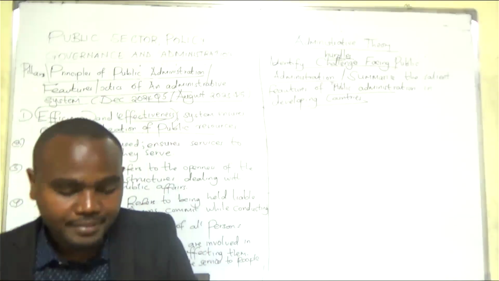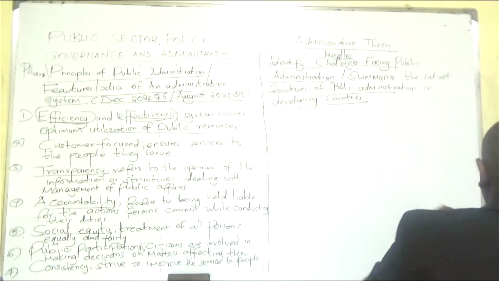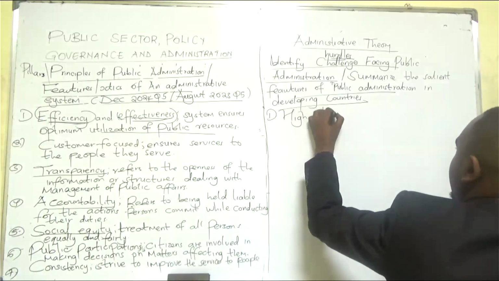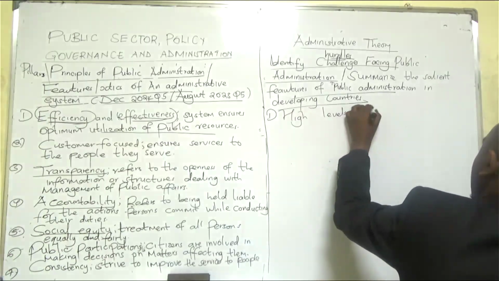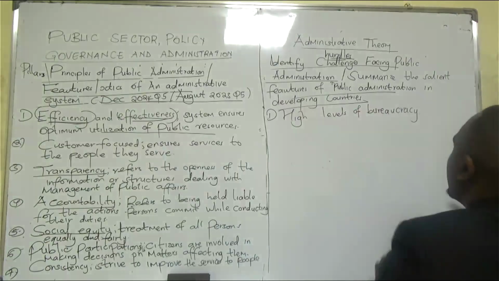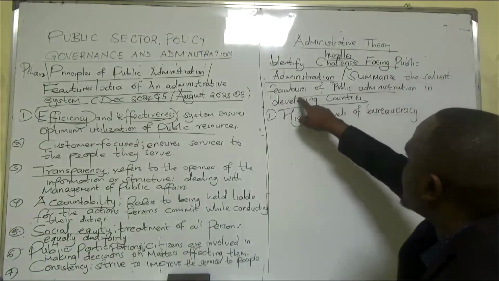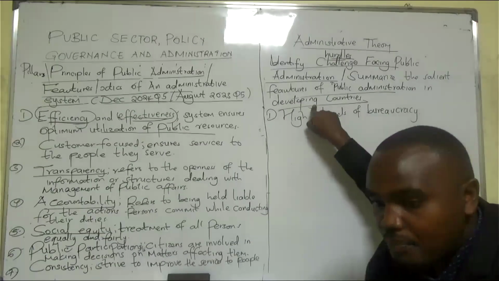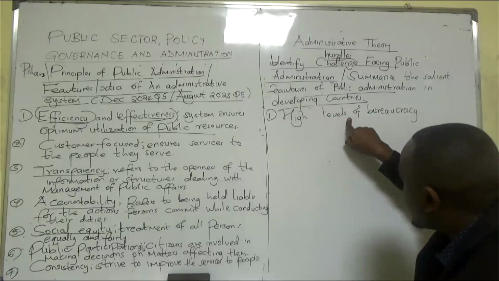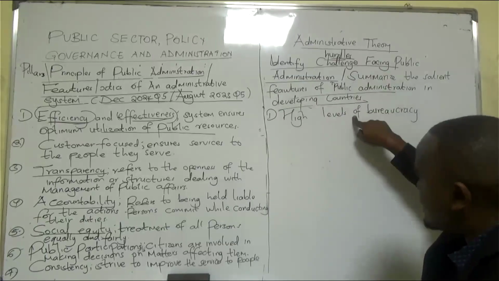Okay, one, bureaucracy, high levels of bureaucracy. Is it true? Yes, everyone must say yes. So it is a salient feature of public administration in developing countries. Na levels nyingi za authority. That is true. Is it a challenge? Yes, it is a challenge.